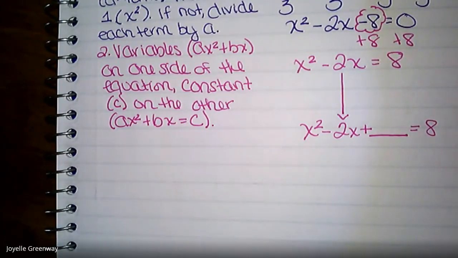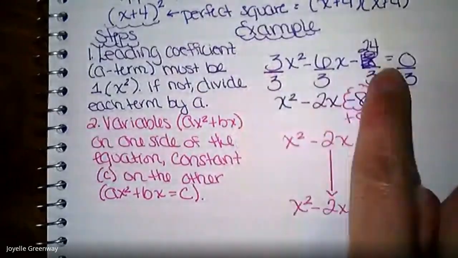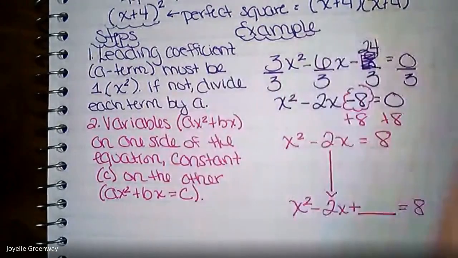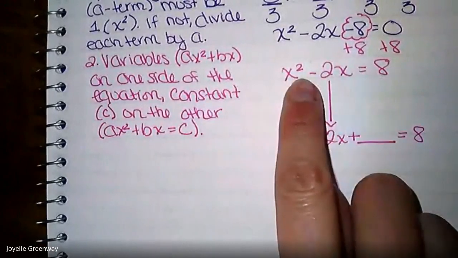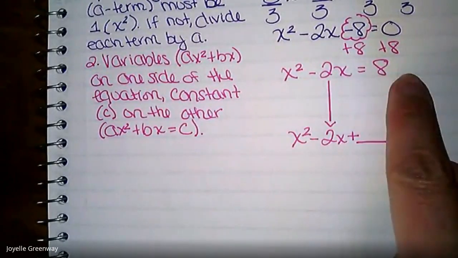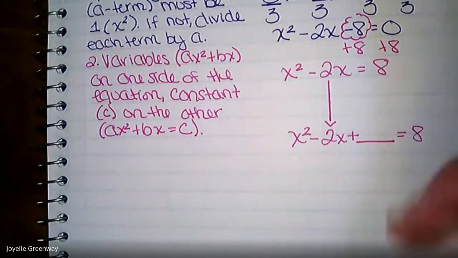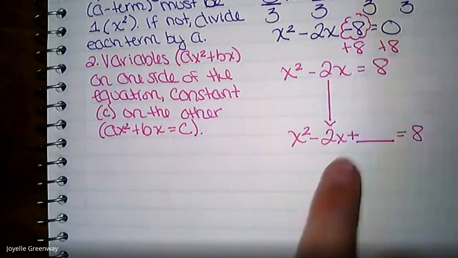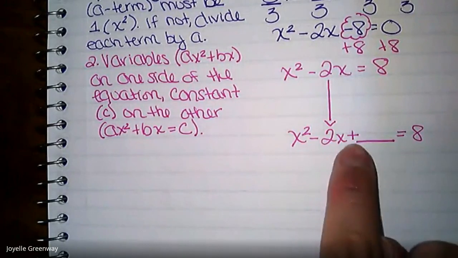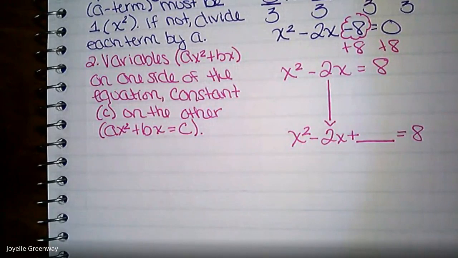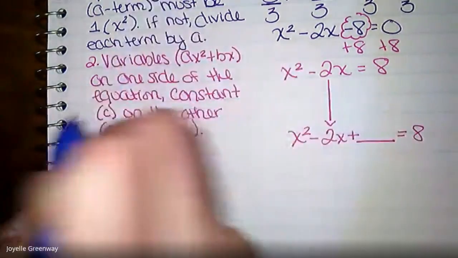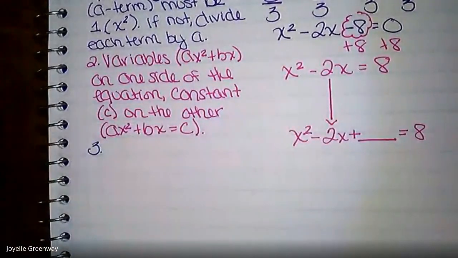Okay? So far, we made sure our leading coefficient was a 1. So I divided every term by 3 to get that to happen. The next step was I wanted all my variables on one side and my constant on the other side. So all I did was add 8. And then when we move that over, I usually just tell my students to do plus blank and leave a little space there. And you'll see why next. All right, so now we're going to get into completing the square.